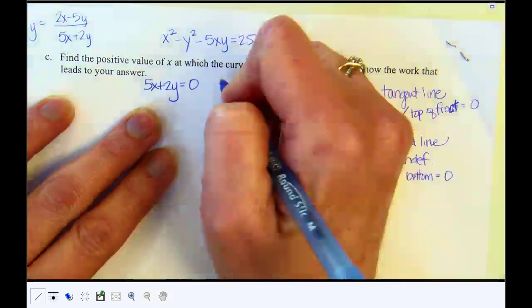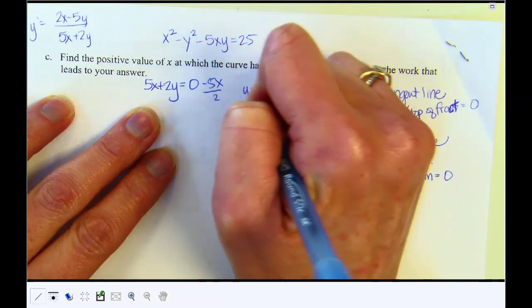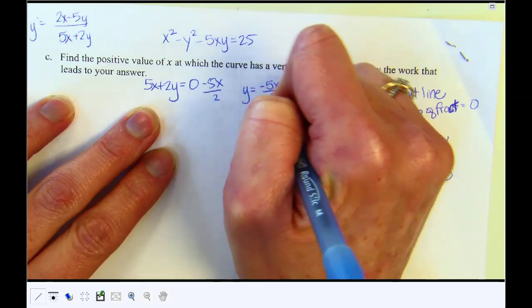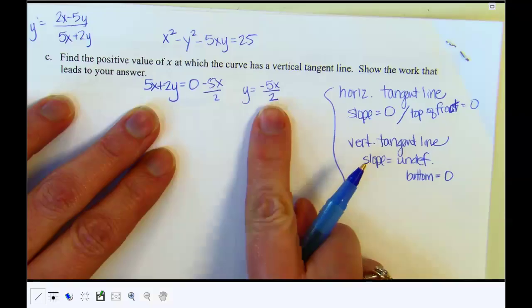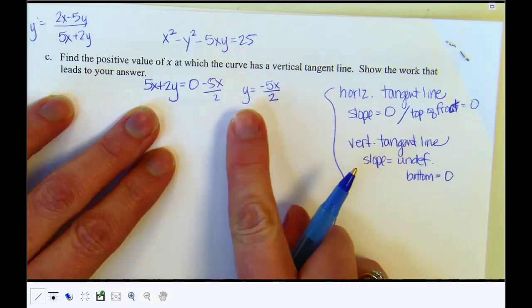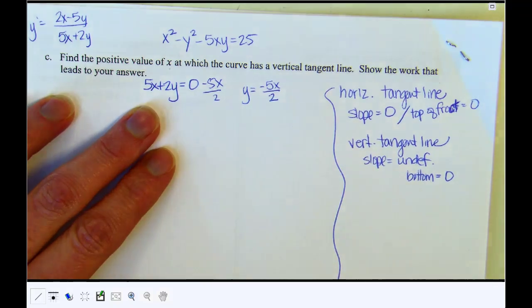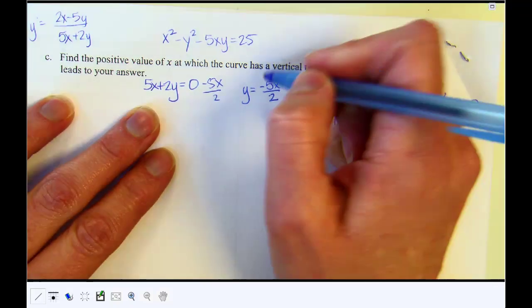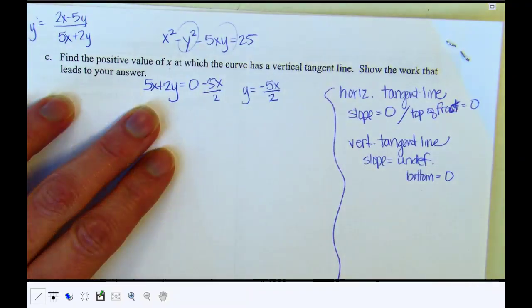So we're going to solve for y. So I'm going to minus 5x and divide by 2. So y is equal to negative 5x over 2. So this is true that when negative 5x over 2 is equal to y, there will be a vertical tangent line. We just have to figure out where that is. So what we're going to do is plug this y into this equation. So it's like substitution? It's absolutely substitution. All we've done is create a system of equations.